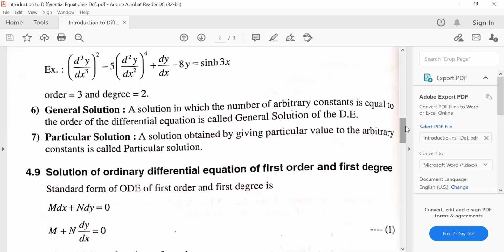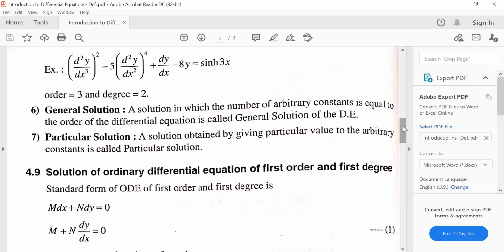If you want to find the value of the constant, then in the question there will be some condition given, which is called the initial condition. That means, what is the value of y for a given value of x? If it is given, the solution obtained is called a particular solution.